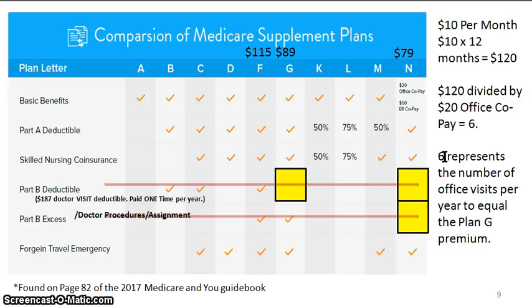that you're not spending. Now, let me just say, if you're the type of person that has to go to the doctor fairly often for whatever, if you're going more than 6 times per year, you want to go with the G plan for sure, absolutely.